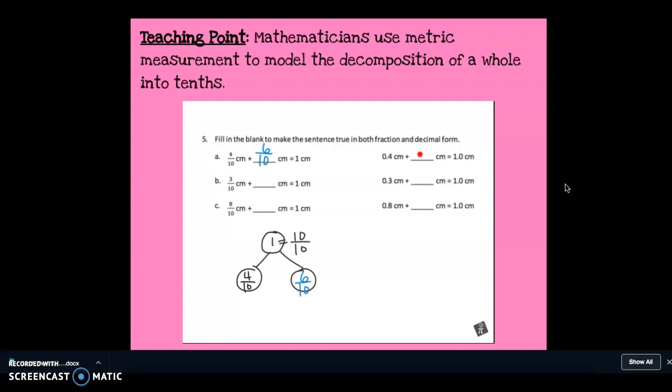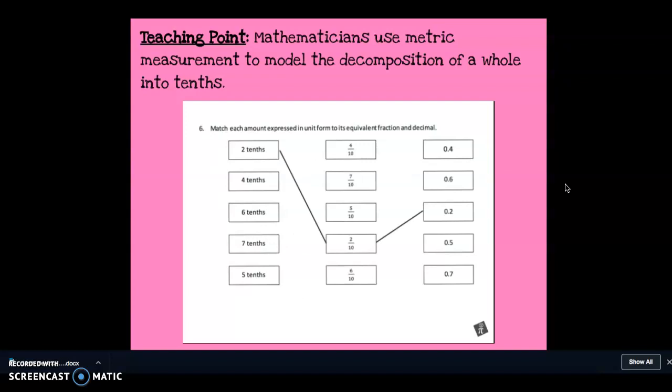Going straight across, we're going to write it as a decimal. So you've got 4/10 becomes 0.4 plus something equals 1, or 1.0. And so what is 6/10 as a decimal? That's 0.6. And the rest of these problems are the exact same. It may help students to write a number bond in order to find the missing value, but I think the students can do it without the number bond.